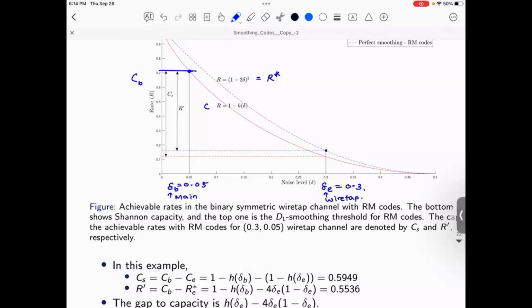And if rate, sorry, this is, if RE lies above this point, we know that it guarantees that smoothing. Therefore, it gives you the secrecy that is needed. So the effective rate that you can transmit messages is RB minus RA.